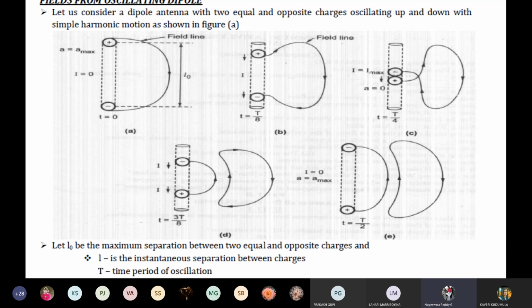Next, figure B. At t is equal to T by 8, capital T by 8, the charges move towards each other. These are the two charges.